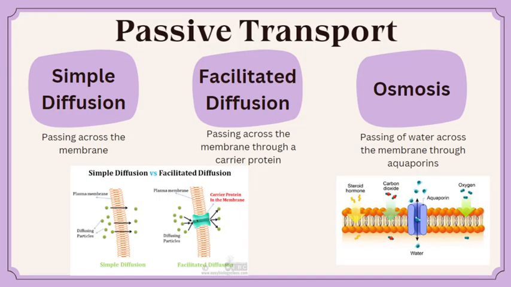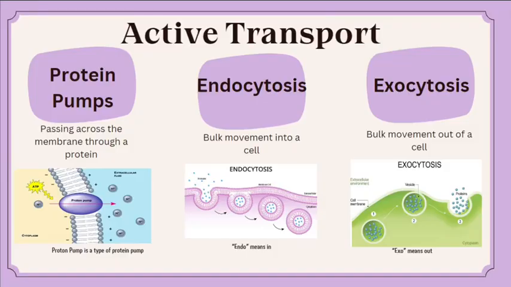Moving on from Kevin, I will be talking about passive transport and active transport. Passive transport has three things that must be known: simple diffusion, the passing across the membrane; facilitated diffusion, passing across the membrane through a carrier protein; and osmosis, which is the passing of water across the membrane through aquaporins. Next is active transport: protein pumps, passing across the membrane through a protein; endocytosis, bulk movement into a cell; and exocytosis, which is bulk movement out of a cell.